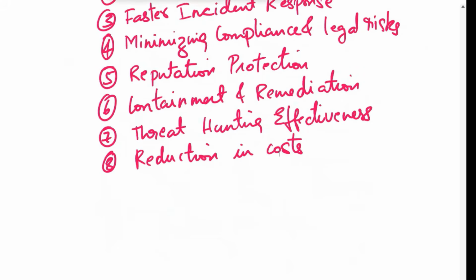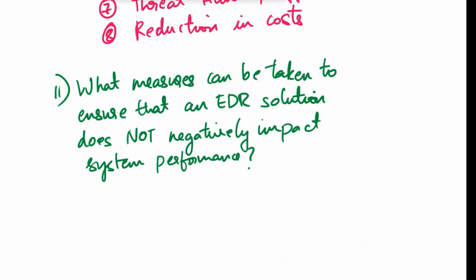Let's go to the next question. What measures can be taken to ensure that an EDR solution does not negatively impact system performance? So, ensuring that an EDR solution doesn't negatively impact system performance is crucial to maintaining the overall functionality and productivity of an organization's endpoint. So, let's discuss some of the measures that can be taken.